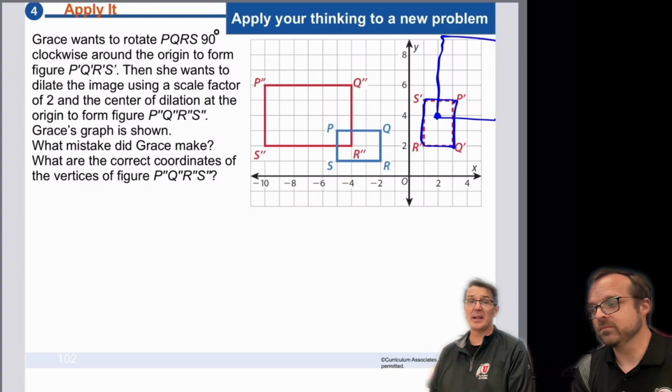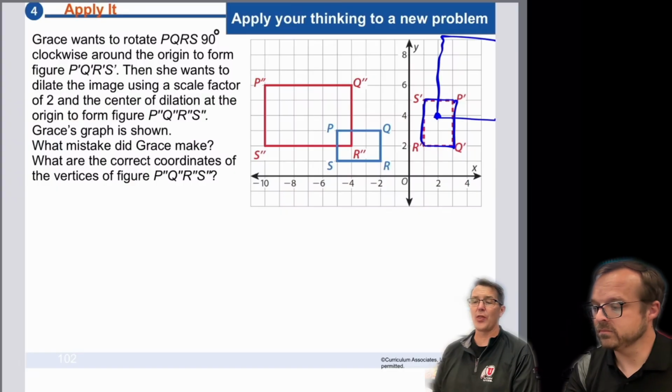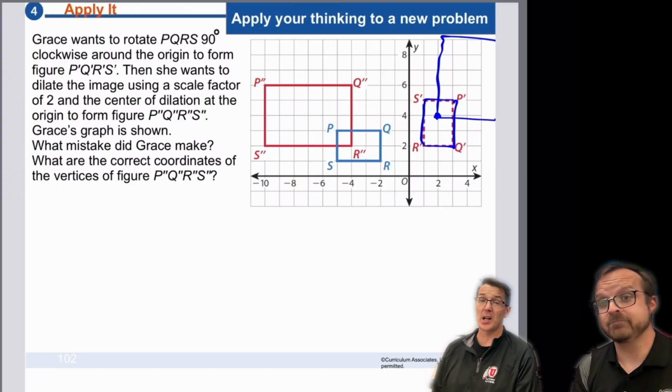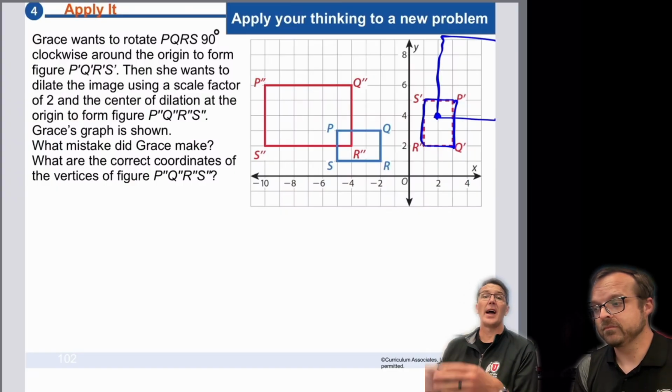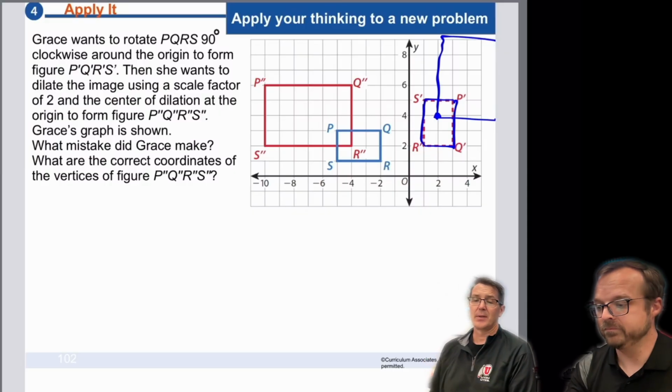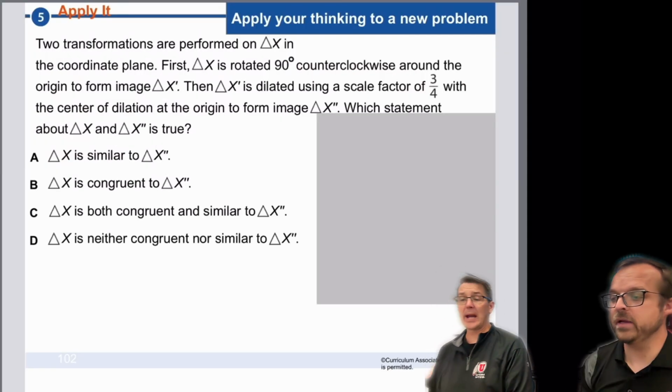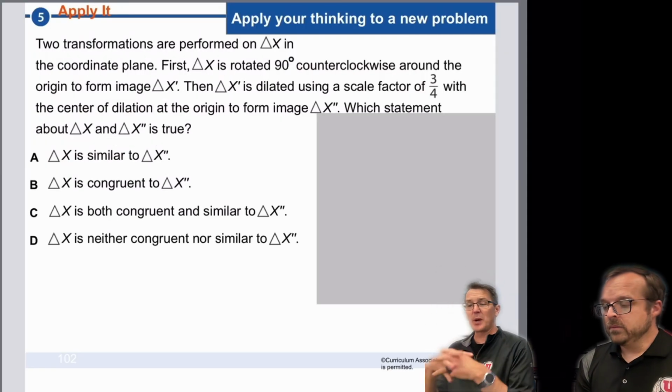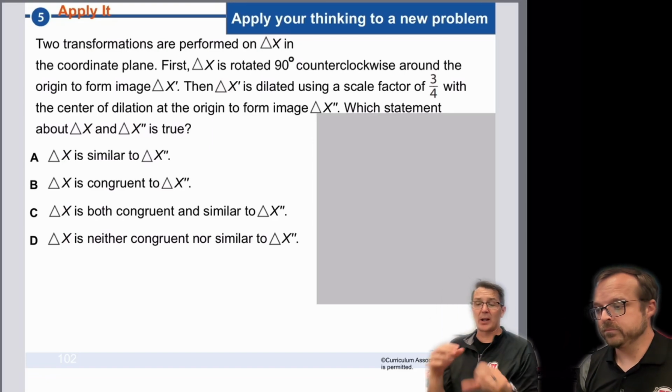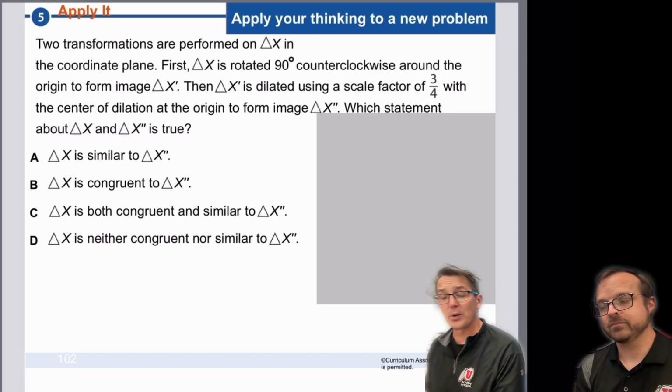What mistake did she make? She dilated the wrong shape. She dilated the original and not the image, hence the prime. Right. So these are one of those questions I love, where you have to use our logic. So I'm going to try to go through this with you and help you keep your logic in mind.